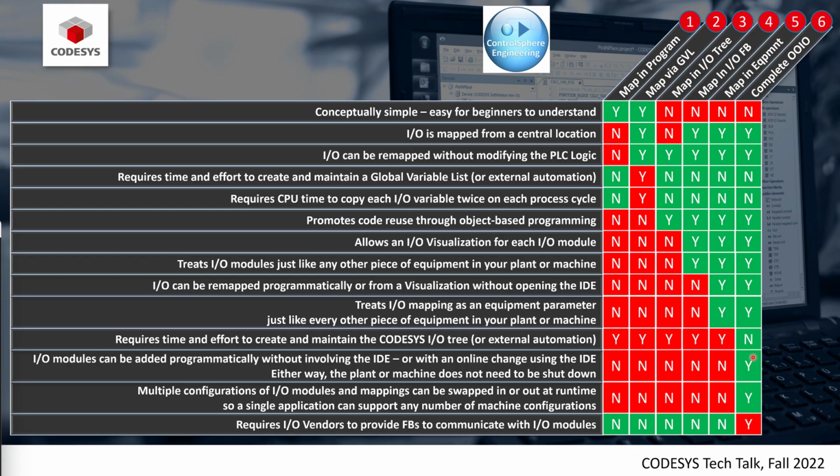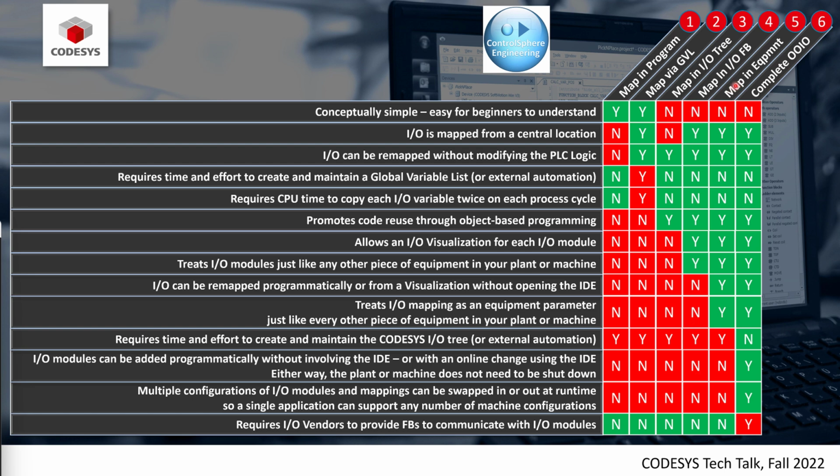So in summary, hard coding IO in the program has very few redeeming qualities, except it's simple for beginners and small applications. Using global variables provides a centralized remapping point, but has many other disadvantages. Using the CODESYS full path mapping technique is compatible with object-based programming, but now we lost our central point for IO remapping. Mapping through an IO function block brings back the central point and allows the cool IO visualization, but it still requires messing with the CODESYS IO tree and has some other complexities that I haven't mentioned here.